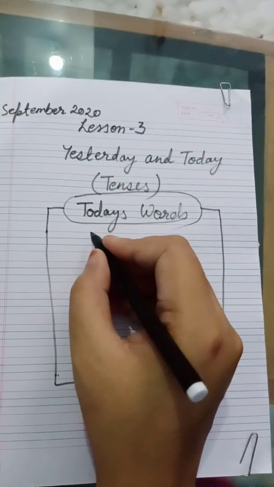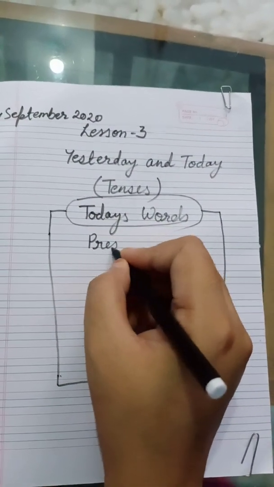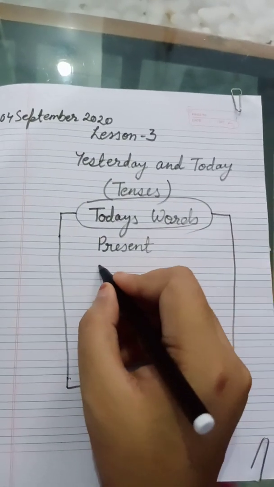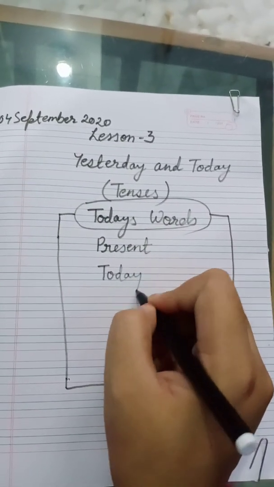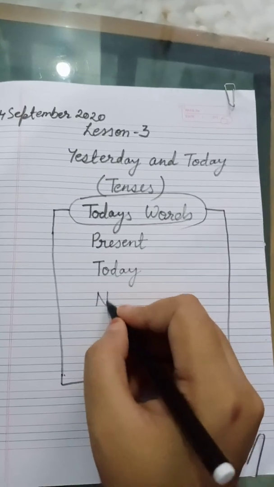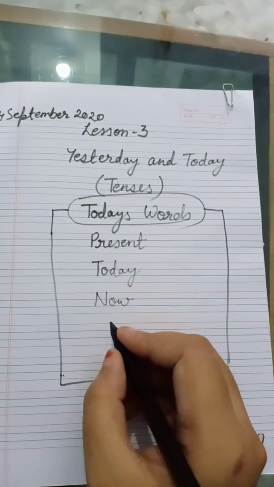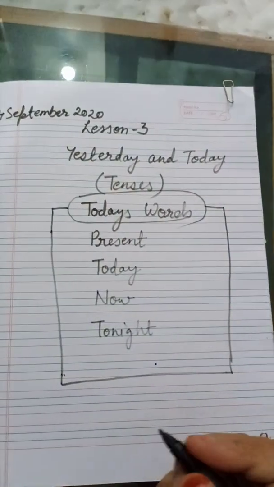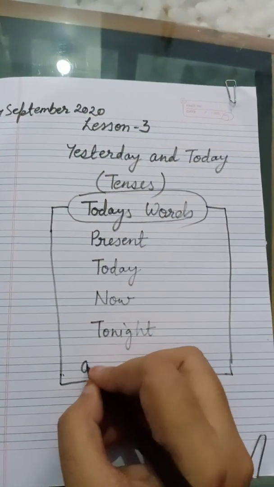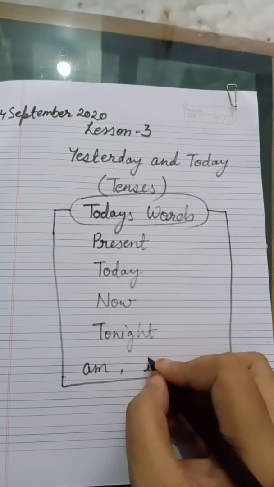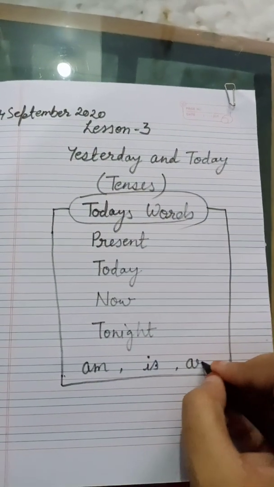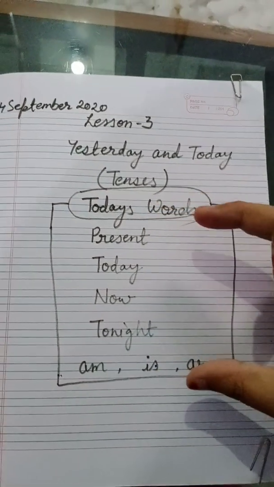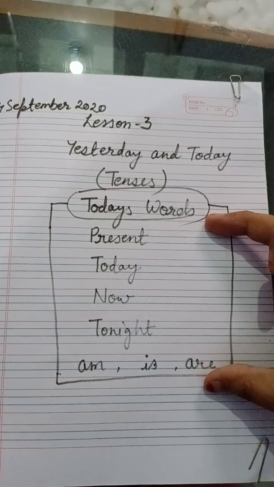The word is present, which means going on. Today, this word we also use. Now means just. Tonight, am, is, are. Some more words are also there, but here you have to focus on these words which we use as today's words.